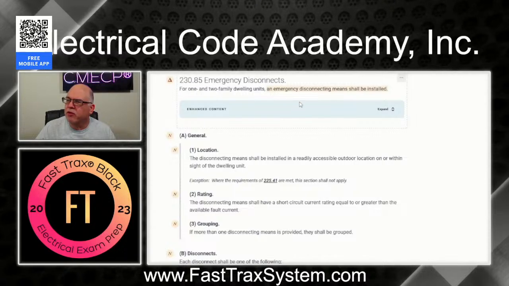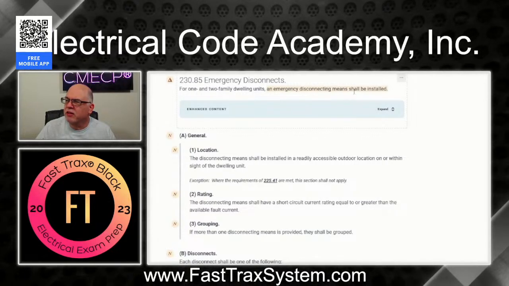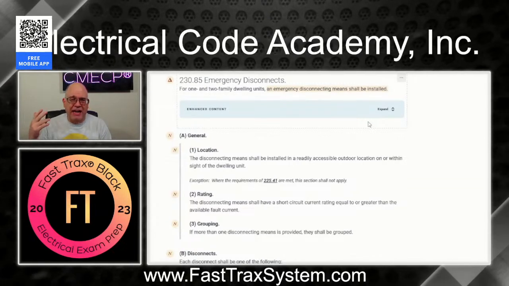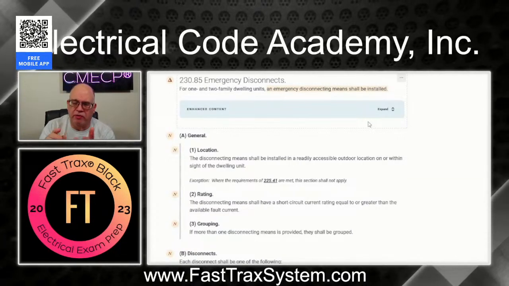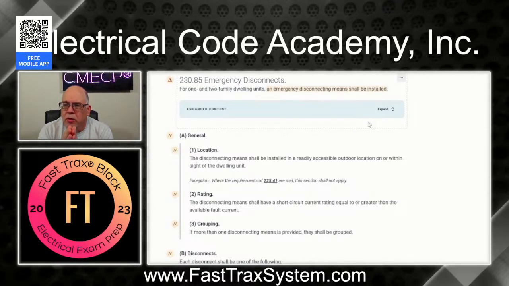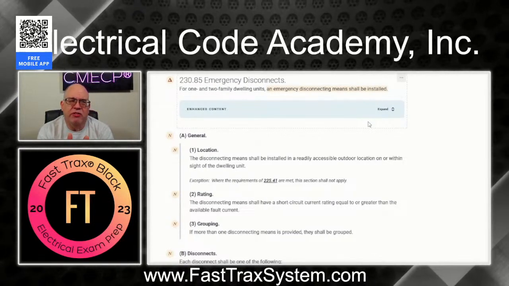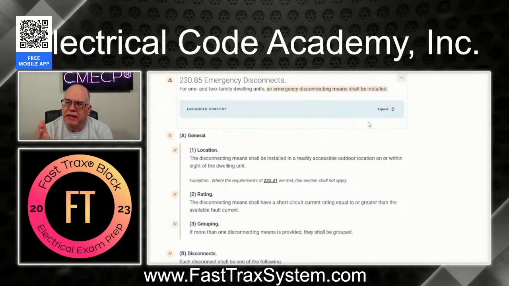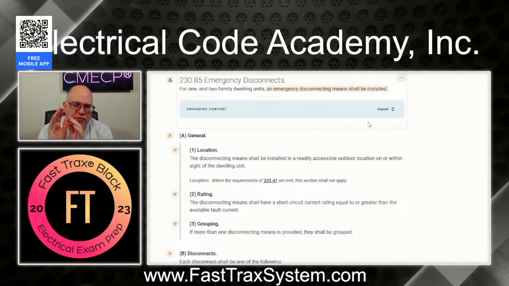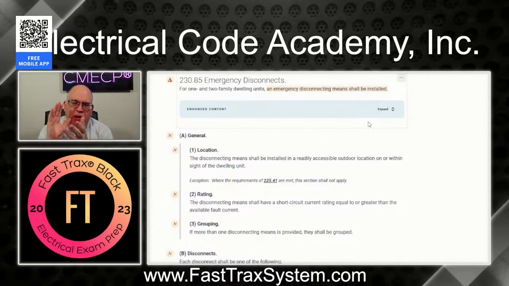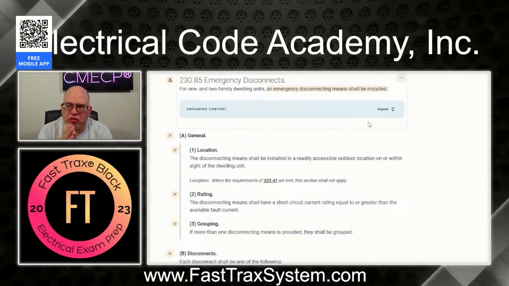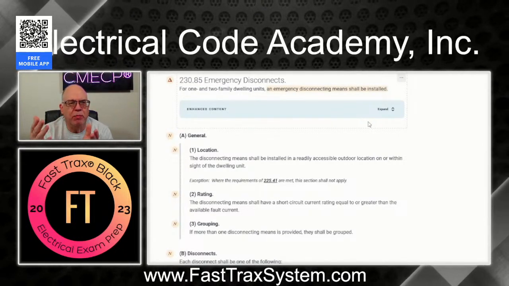And it is an emergency disconnect, meaning it shall be installed. So it's not an option for you to not do it. You're going to have to install an emergency disconnect if it's a 1 and 2 family dwelling unit. Now, in the 2020 edition of the NEC, there was only 230.85, 1, 2, and 3, and they're still covered here. There's no change as far as your options are concerned. It's just in the 2023, it's a little bit more clarity.